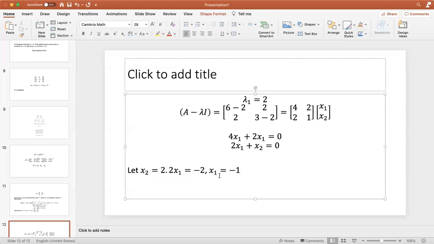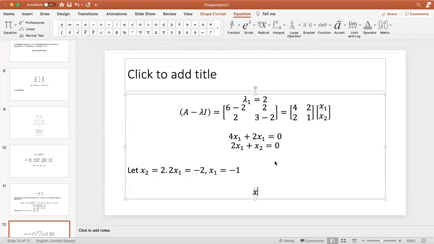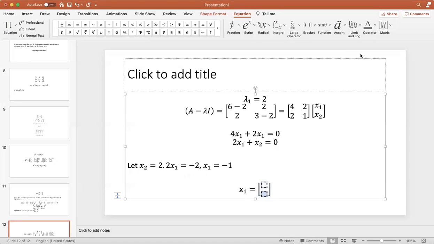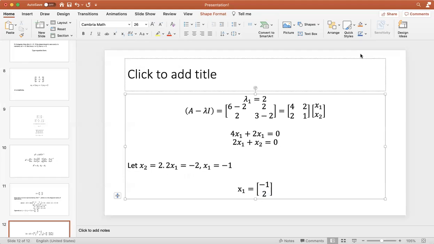Okay. By the way, you can just start with the second equation because the first equation here is just a multiple of 2. You multiply this second equation by 2, you'll get 4x1 plus 2x2. So practically the same, right? So substituting 2, the eigenvector, let's denote that as x1, the eigenvector x1, and that's going to be negative 1, negative 1, and 2.